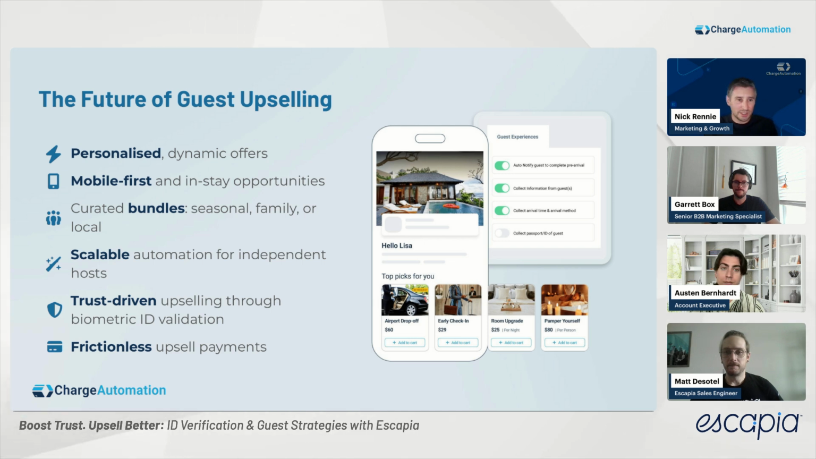And of course, the final part is the frictionless upsell payments. With ChargeAutomation, there are over 100 different payment methods, so it doesn't matter where you are globally. You combine Escapia and ChargeAutomation together, and you have a very frictionless payment experience. And in the US, of course, there are no issues at all. Everything is covered 100%, so you have that full experience there. I don't know if there's anything else you want to add on that particular point, Garrett or Matt.